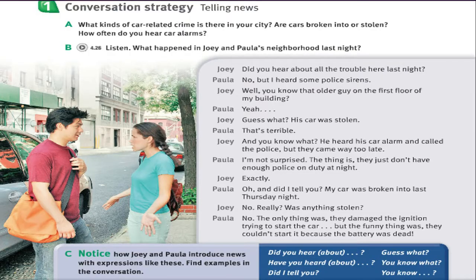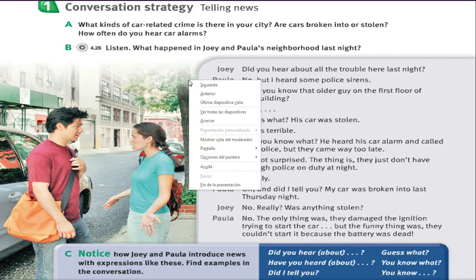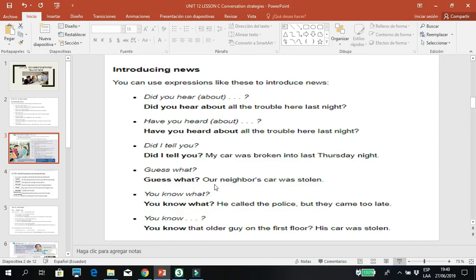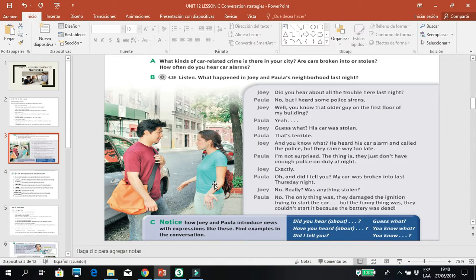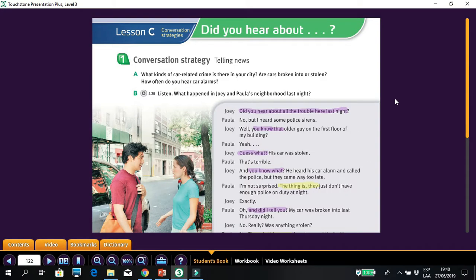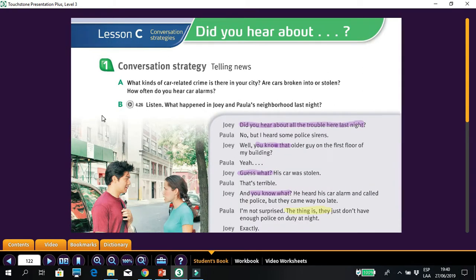Very good. So let's go to this dialogue where Joey and Paula are talking about a car-related crime in the city. We're going to see all the strategies that we have seen here. Let's go to the book. All right, and let's pay attention to the dialogue.